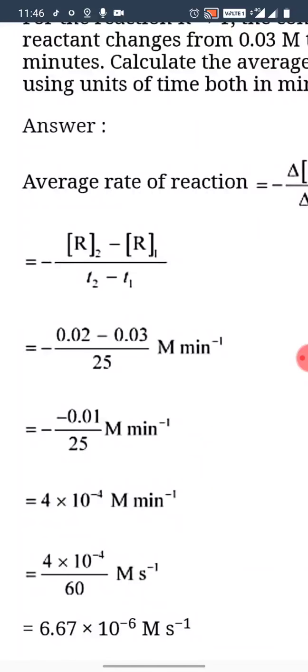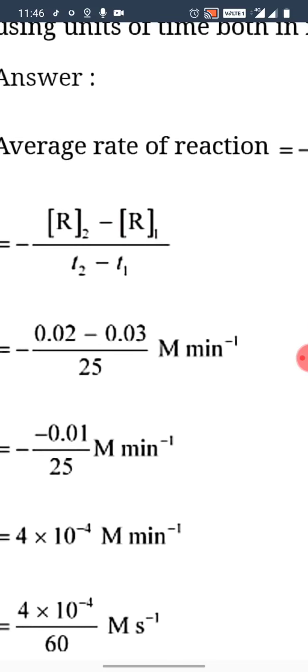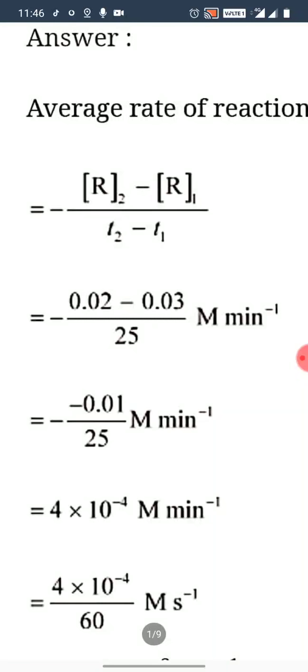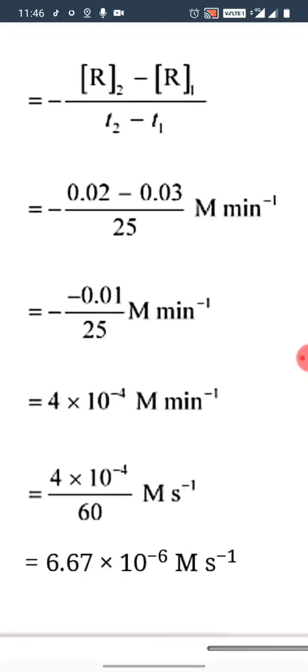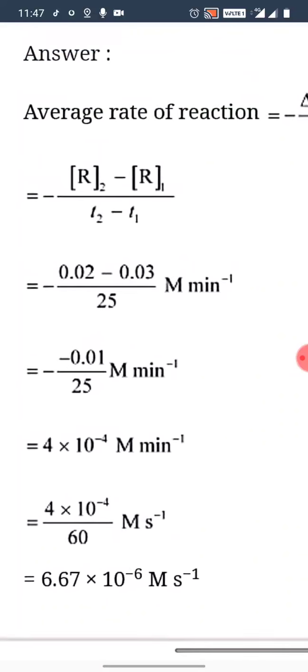Now on calculating, you will get minus (minus 0.01) upon 25, and the final answer will come out to be 4 into 10 raised to the power minus 4 molar per minute. Now when you have to convert it into seconds, what will you do? You will divide it by 60. And when you divide it by 60, the answer will be 6.67 into 10 raised to the power minus 6 molar per second. So this is how we solve these numericals.